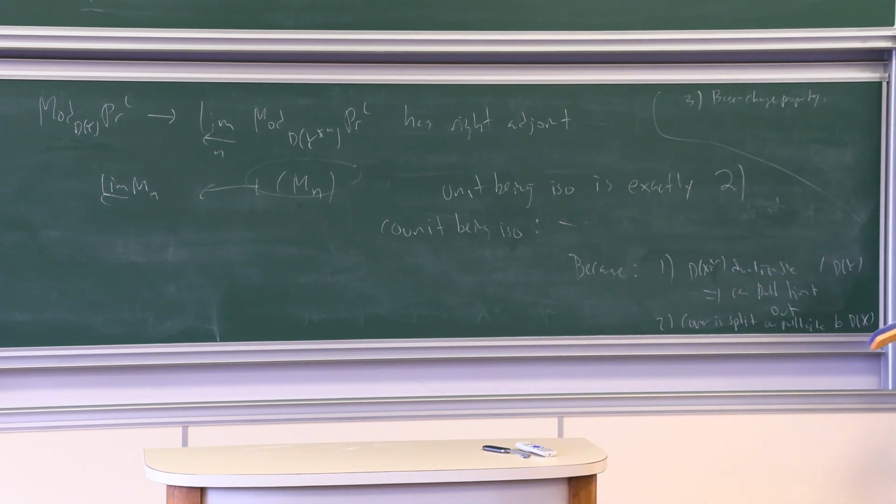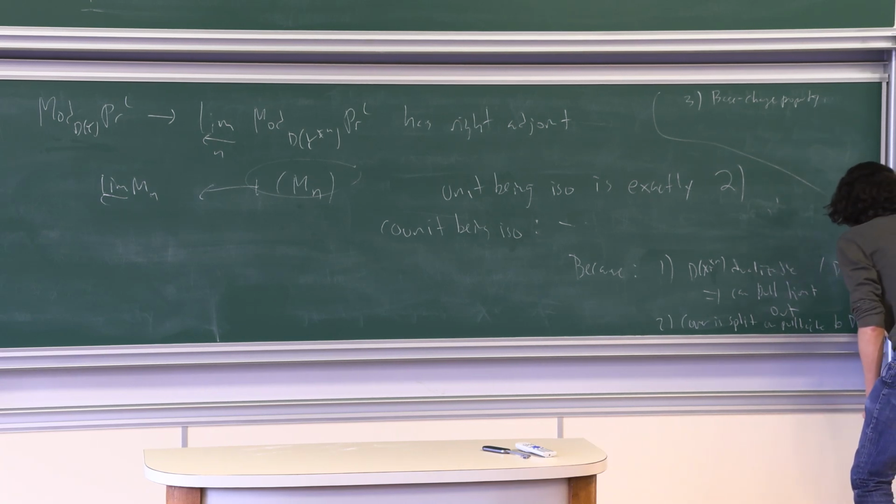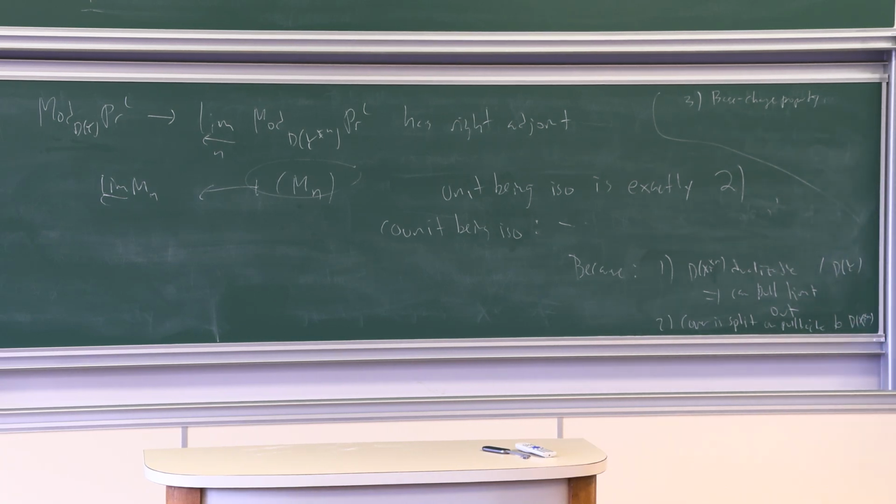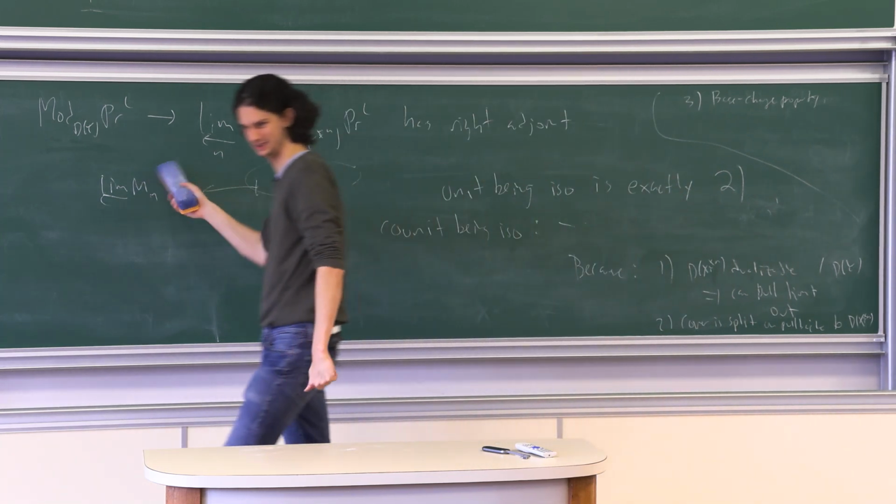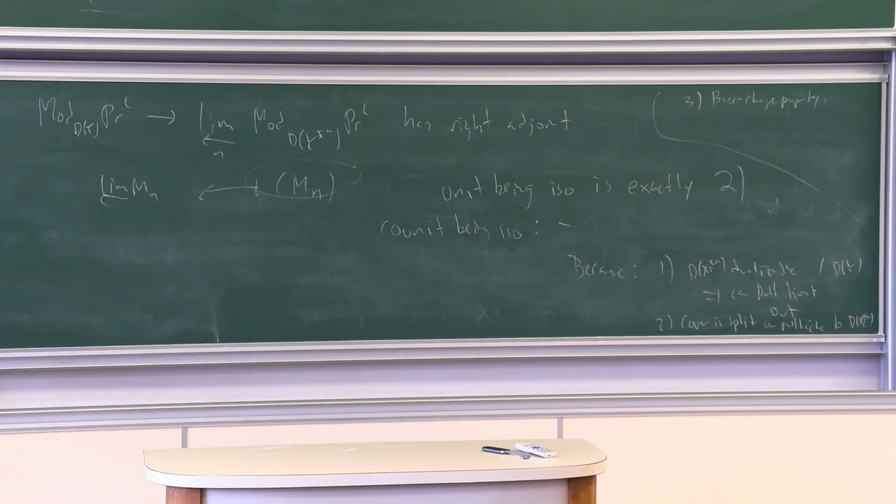The unit is an isomorphism. Sorry, no, the unit is the right one. The co-unit means you have a system and you want to compare it to the pullback of its limit, which is okay.